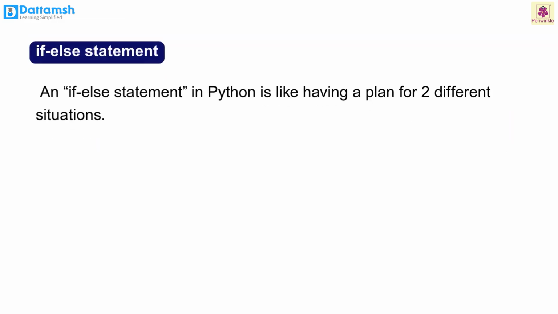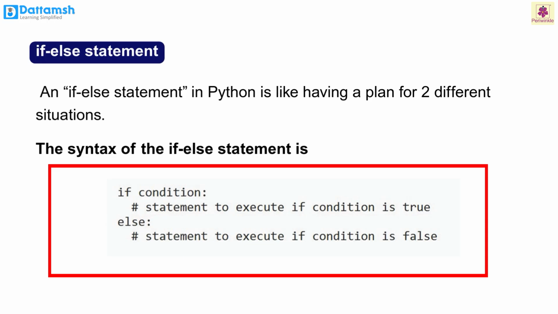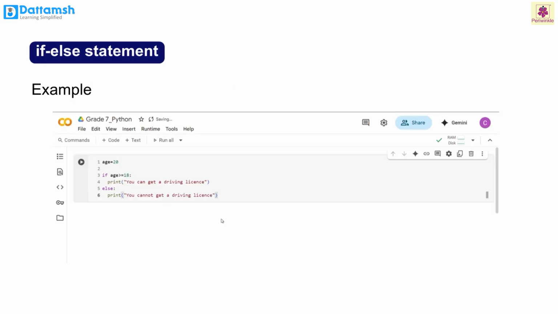If-else statement. An if-else statement in Python is like having a plan for two different situations. The syntax of if-else statement is, in this example, we have assigned the value 20 to the age variable. Here, the computer checks if the age is greater than or equal to 18. If the condition is true, it follows the first instruction and prints, you can get a driving license. As we have assigned the value 20 to age, the if condition becomes true. And so we get the output as you can get a driving license.